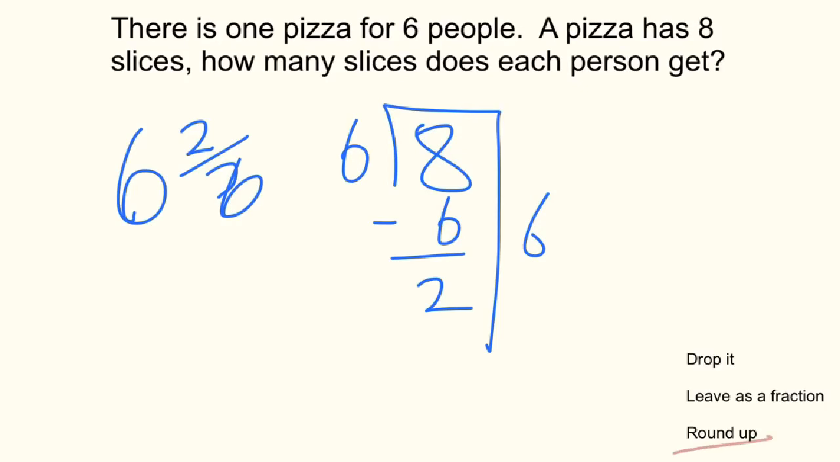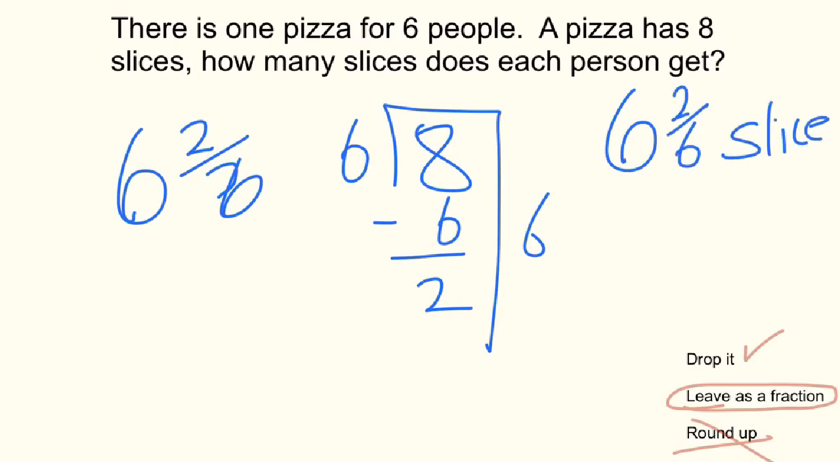I know we can't round up because there wouldn't be enough pizza slices. We could drop it and just have 2 slices left over, but it seems like a waste. A piece of pizza is something that you can split up. We could split each slice into 3 pieces so that each person could have an extra amount. So each person would get exactly 6 and 2/6 slices, because a piece of pizza is something that we can split up.